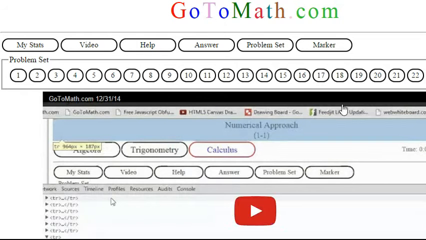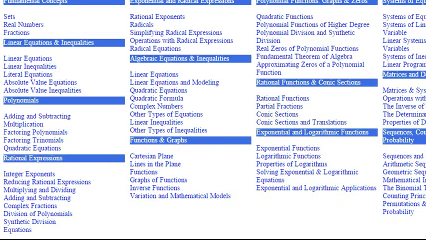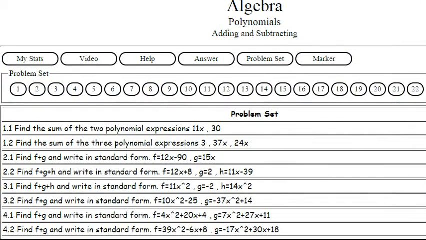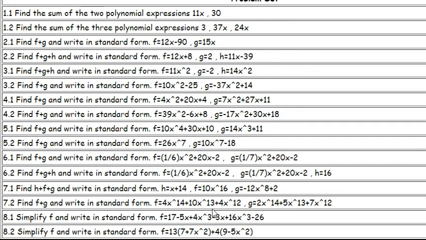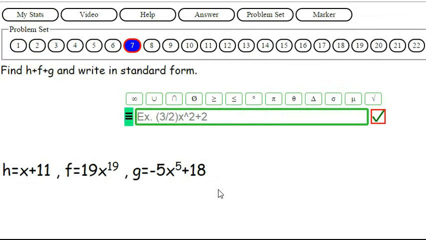Okay, so we're over here at gotomath.com. Click on the algebra. Let's go down to adding and subtracting polynomials. I believe we're doing 7.1. Yep. Alright. So let's write this sucker down here.